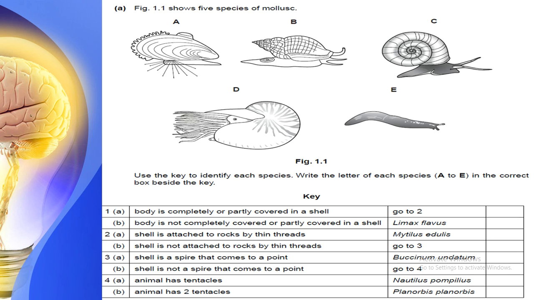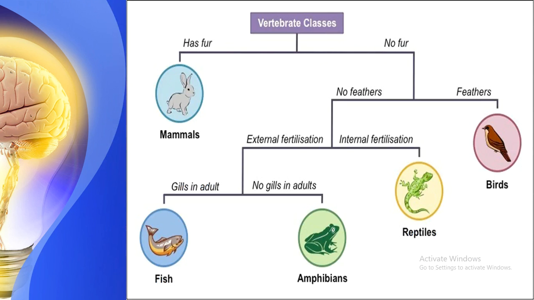Here you can see some examples of organism A, B, C, D, E, and you have to identify them on the basis of the question asked in the table below. And this one is the diagrammatic representation of a dichotomous key. Like there are some classes of vertebrates, animal groups. There are some specimens like mammals, fish, amphibian, reptile and birds, and you have to ask questions and move further on.